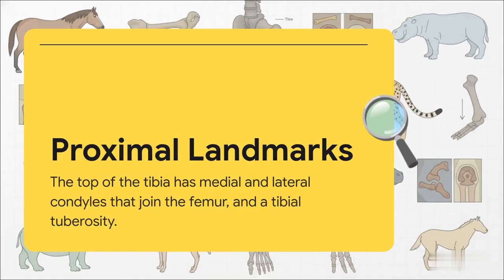Now, up at the top of the tibia, you can see these smooth surfaces. Those are the condyles. That's where it connects with the femur to create the knee joint. And see that prominent bump right up front? That's the tibial tuberosity, and it's a super important anchor point for those powerful thigh muscles.